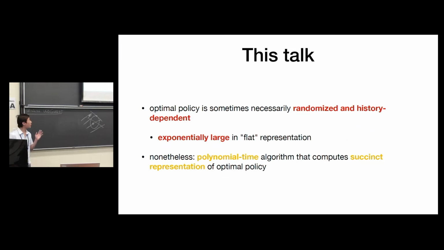The key difficulty in this problem is that the optimal policy is sometimes necessarily randomized and history dependent. That means, in particular, the optimal policy could be exponentially large in the flat representation in the time horizon. Despite that, we give a polynomial time algorithm that computes a succinct representation of the optimal policy.